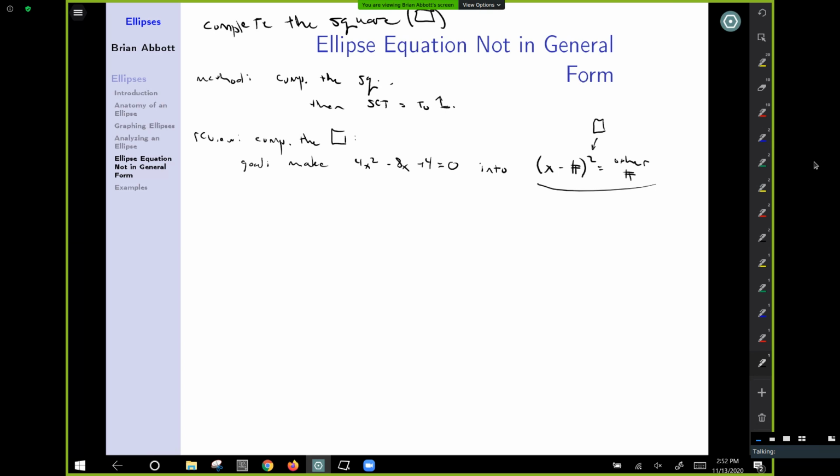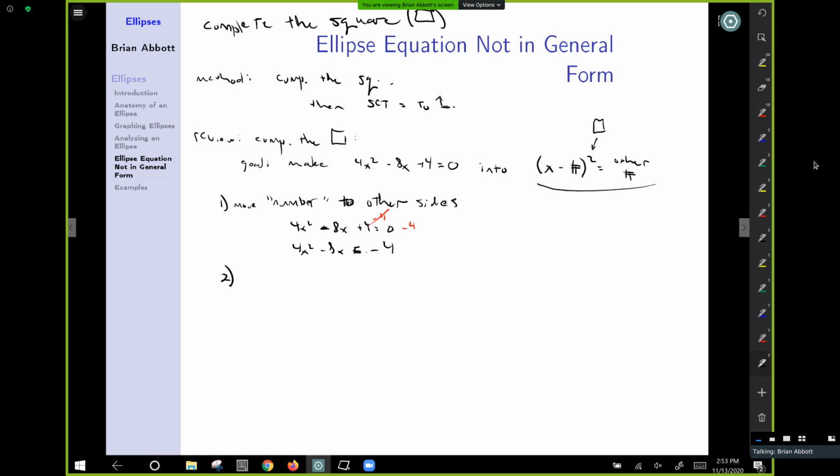So the first thing you need to do is move the other number, or the constants, so the non-variable expression, to the other side. There are alternate ways to do this, but I think this is the easiest for most people. So we're going to take that 4x squared minus 8x plus 4 equals 0, and move it to the other side by subtracting it away on both sides to get 4x squared minus 8x equals negative 4.